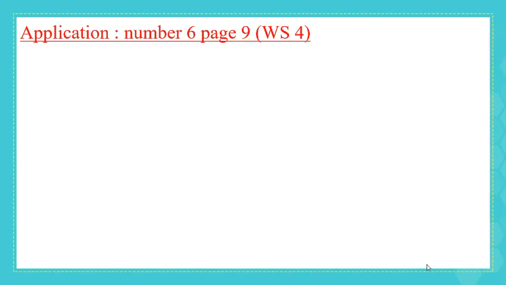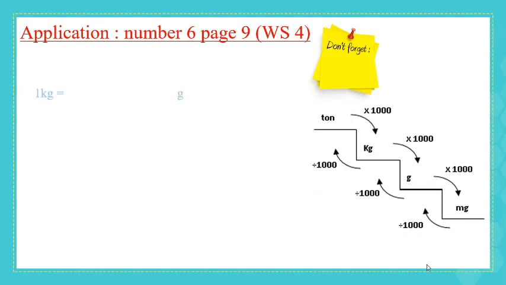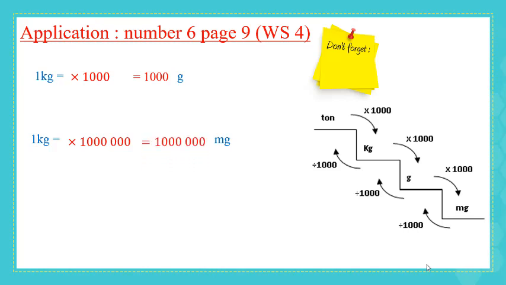Have you finished? Let's start to solve your homework. Don't forget the scale of mass. To convert from 1 kilogram to gram, that is from the bigger unit to the smaller one, and they are two units that are next to each other, then you have to multiply by 1000. Then 1 times 1000 equals 1000 gram. You have to convert 1 kilogram into milligram. That means from the bigger unit to the smallest one. And you have to jump 2 steps to get 1 million. So 1 times 1 million equals 1 million.